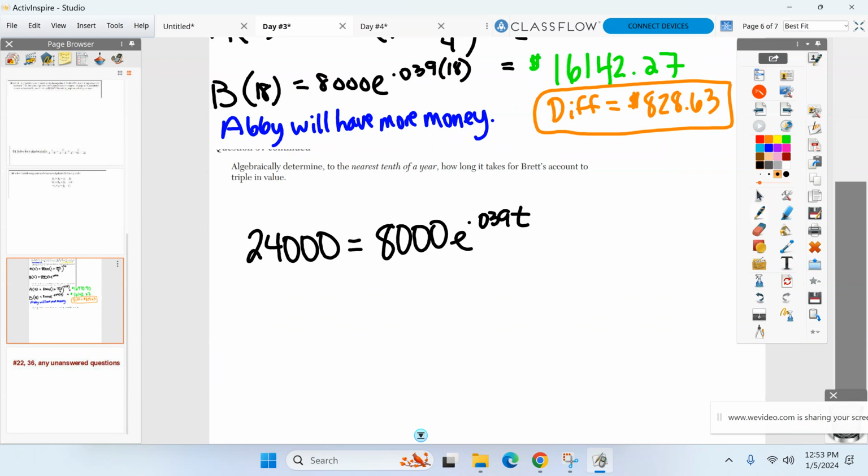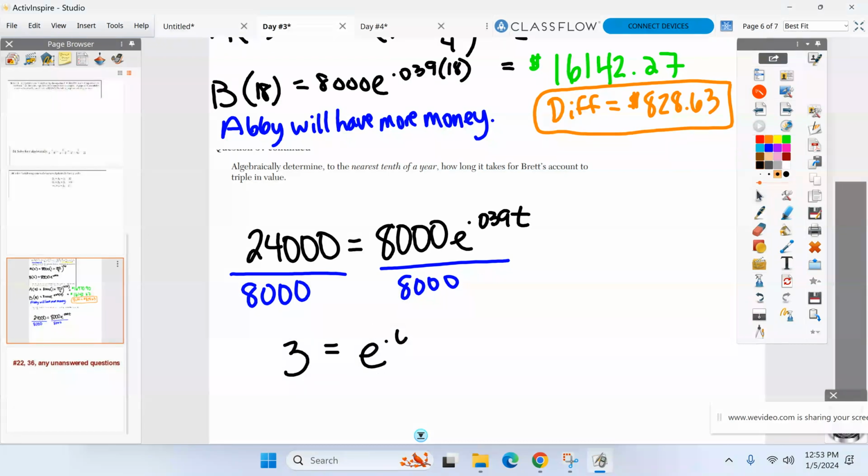All right, we got to get T by itself. You ready? Anybody want to help me? What do you think I got to get rid of first? $8,000. Good. How do I get rid of it? Divide. All right, it's being multiplied all the way through, so divide by 8,000. So we get 3 equals e to the 0.039t.